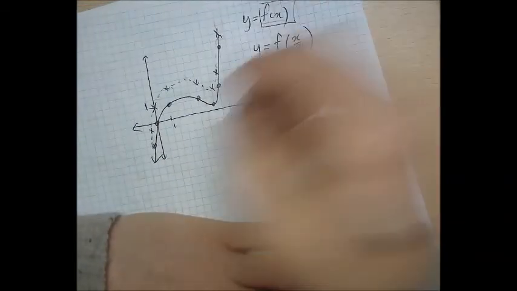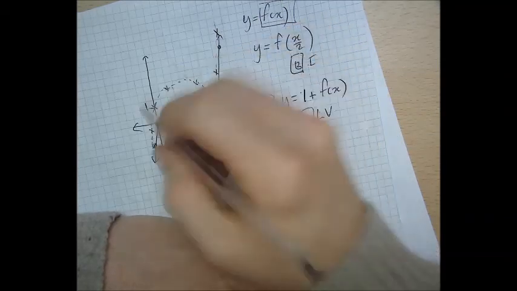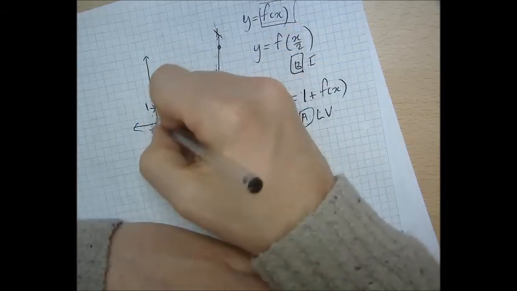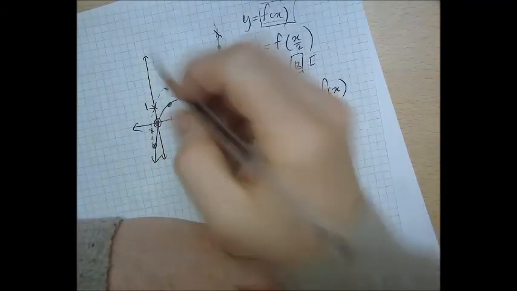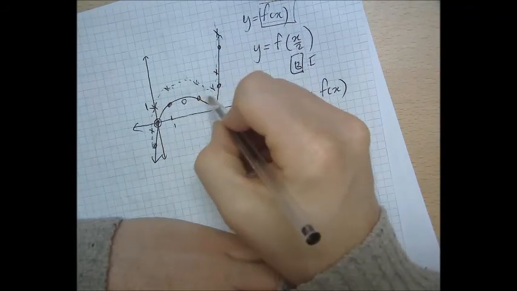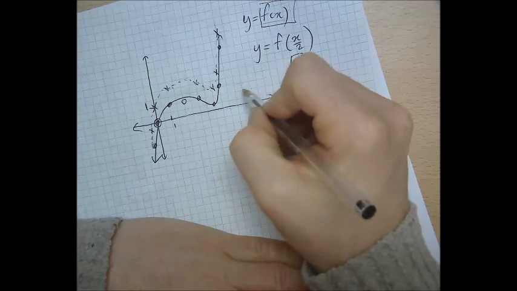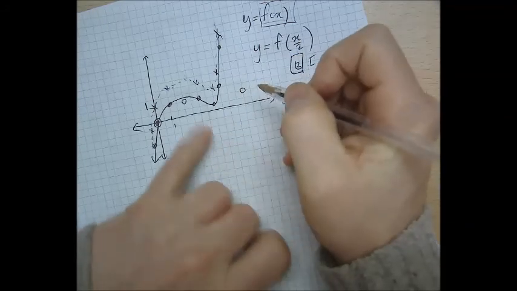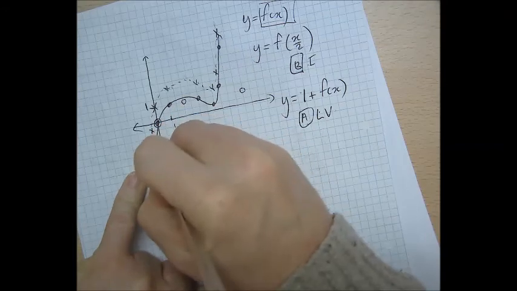Current x-coordinate 0, new x-coordinate still 0 because 2 times 0 is 0. Current x-coordinate 1, new x-coordinate 2 because 1 times 2 is 2. Current x-coordinate 3, new x-coordinate 6 because 3 times 2 is 6. Running out of room here. Current x-coordinate negative half, new x-coordinate negative 1 because 2 times half is 1.